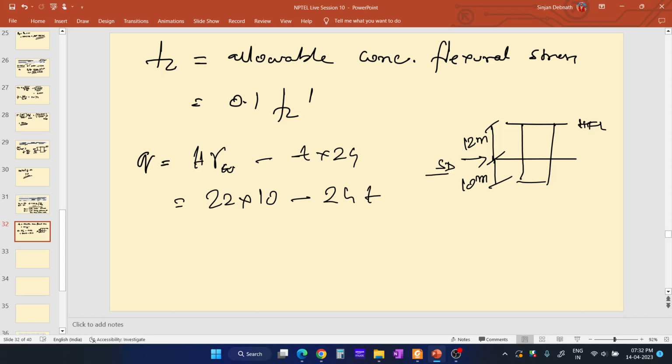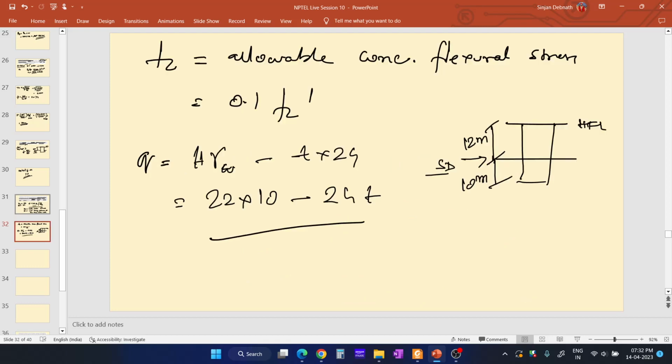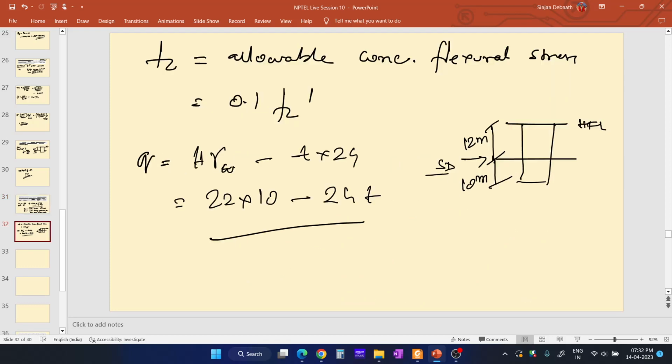Now let me use this equation. 1.18 into Ri. Ri is the inside radius. Inside diameter is 6 meter, radius is 6 by 2, so 3 meter. So we have the values of all the parameters over here. We know Ri, we know Q. And how much is Fc? Fc is 0.1 Fc dash.